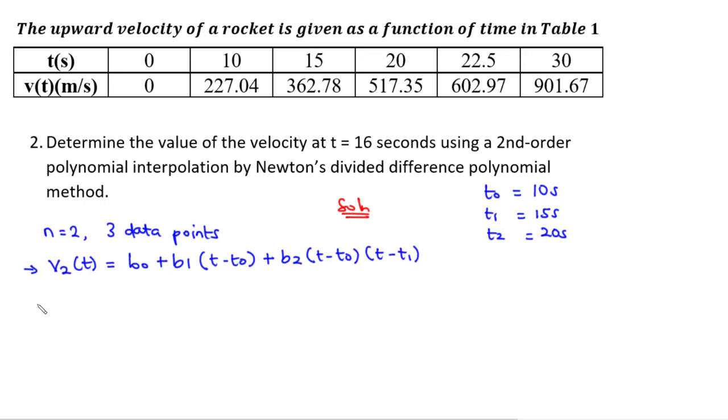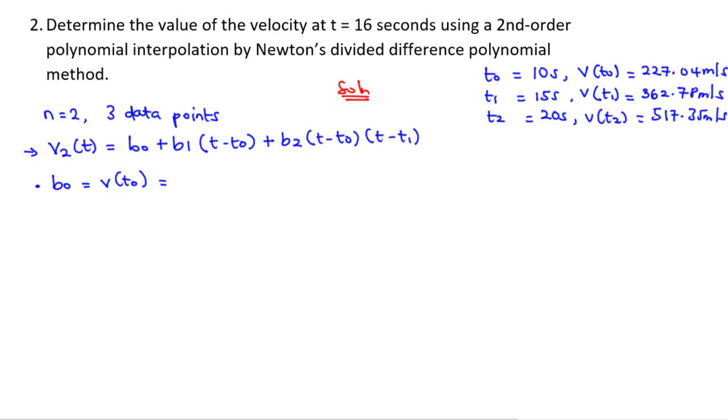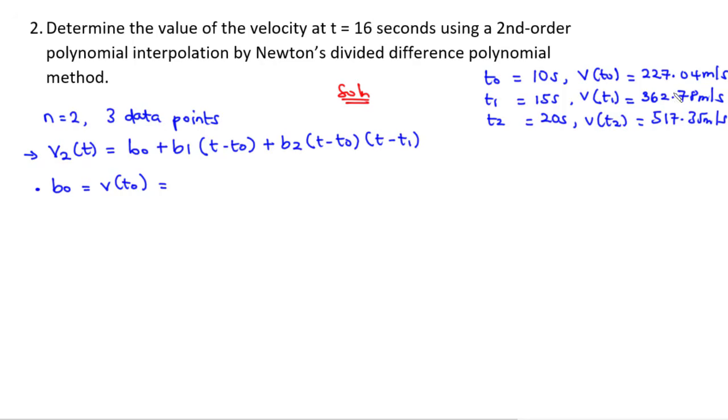To find the coefficients, first of all we have b0. So b0 is said to be equal to f of x0, which is v of t0. So let's write that here. Okay, so it makes everything simple for us. This becomes 227.04. So this is the value of b0.